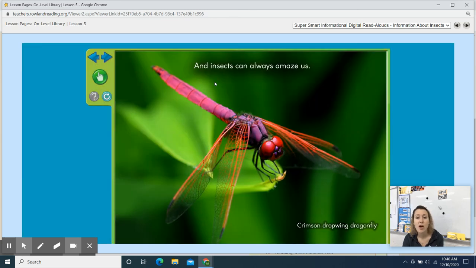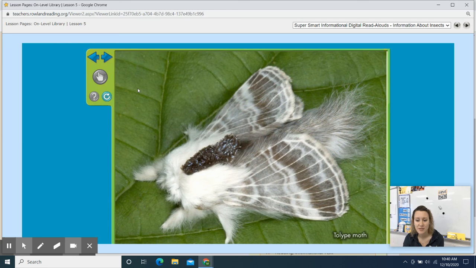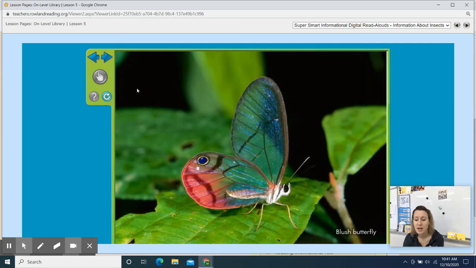And insects can always amaze us. Look at this beautiful crimson dropwing dragonfly. Look at how beautiful it is. Look at that bug. Never seen one like it. It looks soft and fluffy. Oh, look at that moth. Super hairy and fluffy. That's a sweat bee, I'm sorry, sweat bee. A blush butterfly.